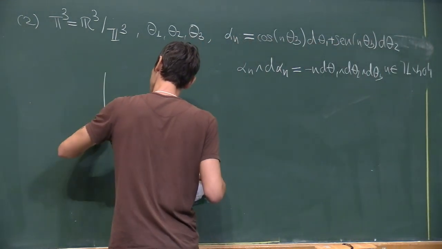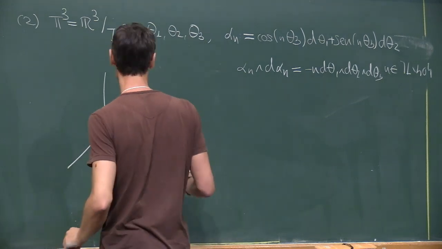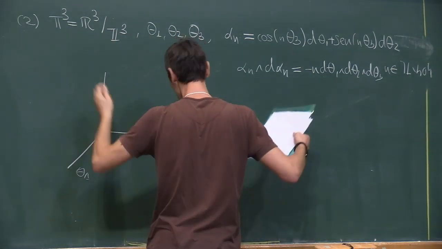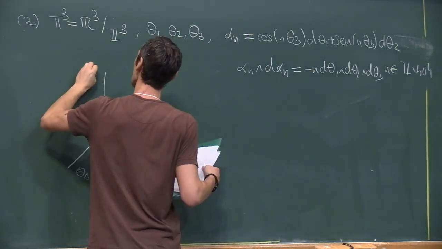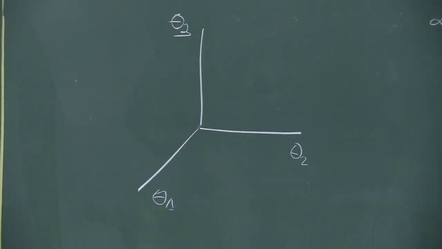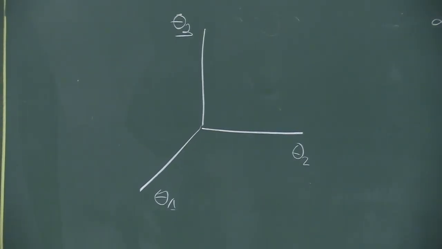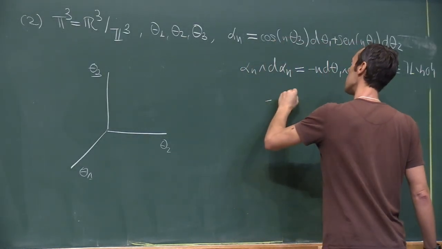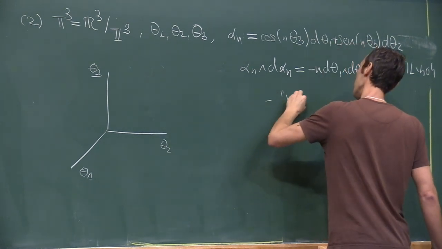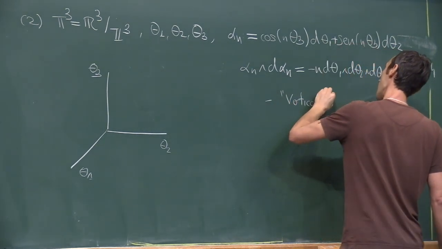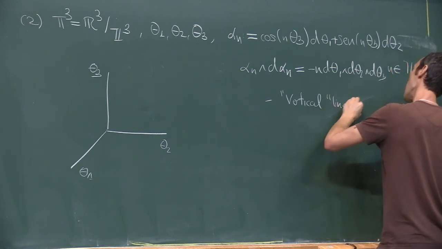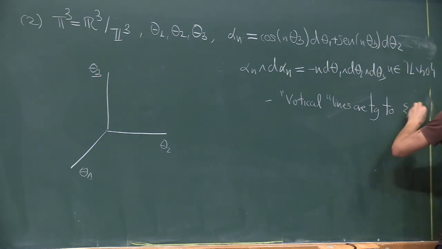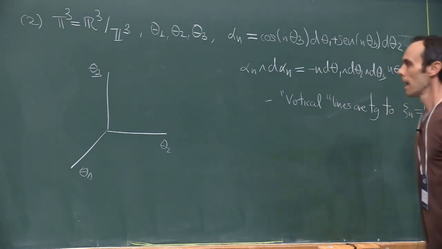And so let's choose axis. So again, never mind the quotient. So let's work in R3 with our periodic coordinates. So if we choose this axis, we basically see something which is very similar to what we see here. So you see vertical lines, we call vertical between quotation marks, vertical lines are tangent to xi n, which is the curve of alpha n.